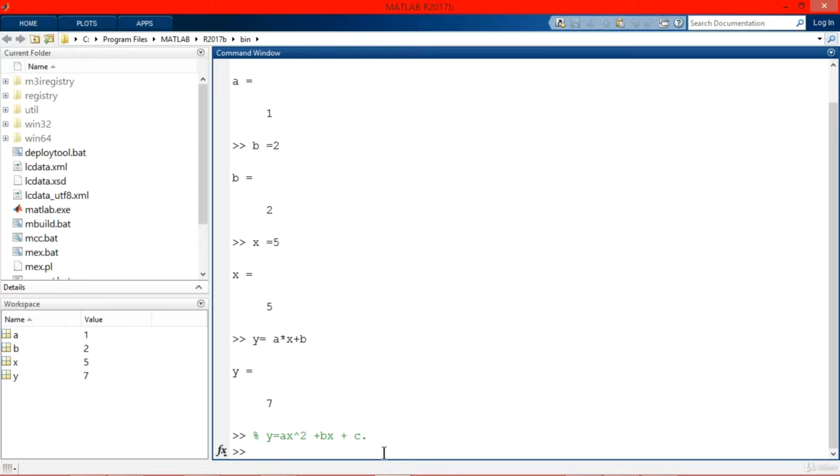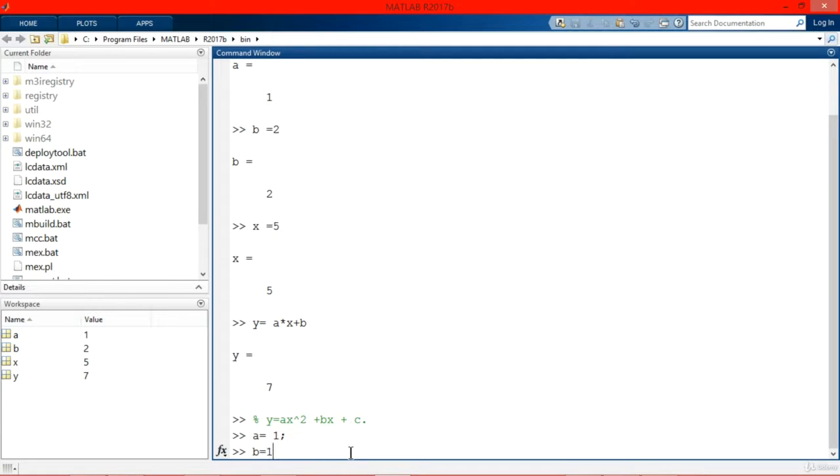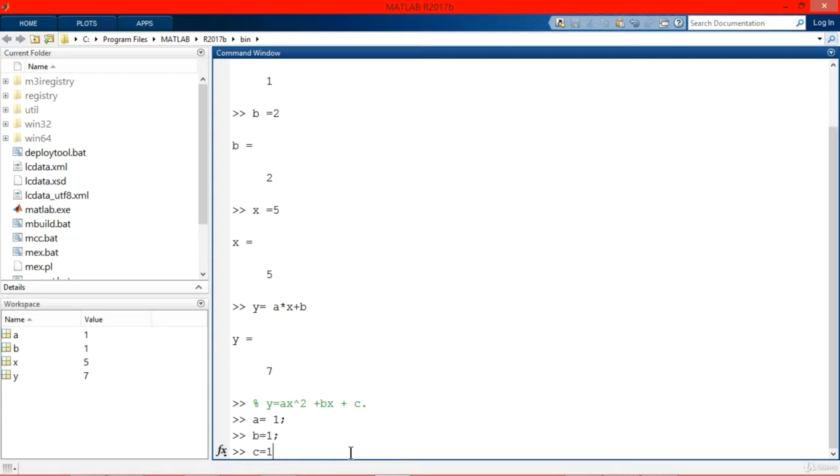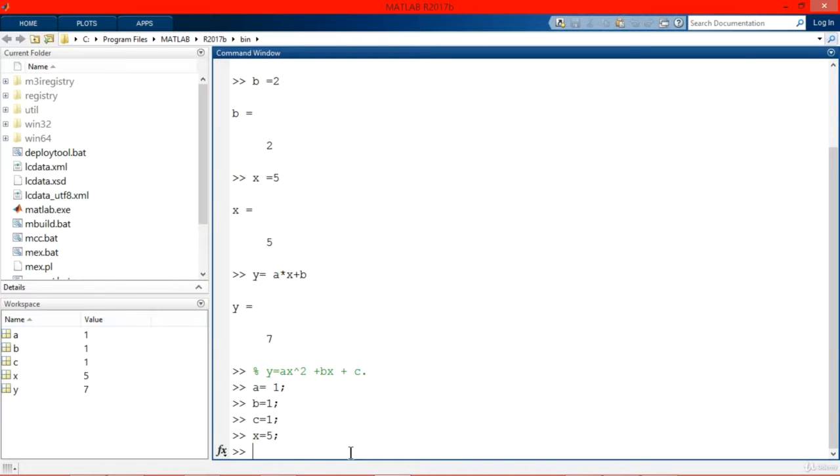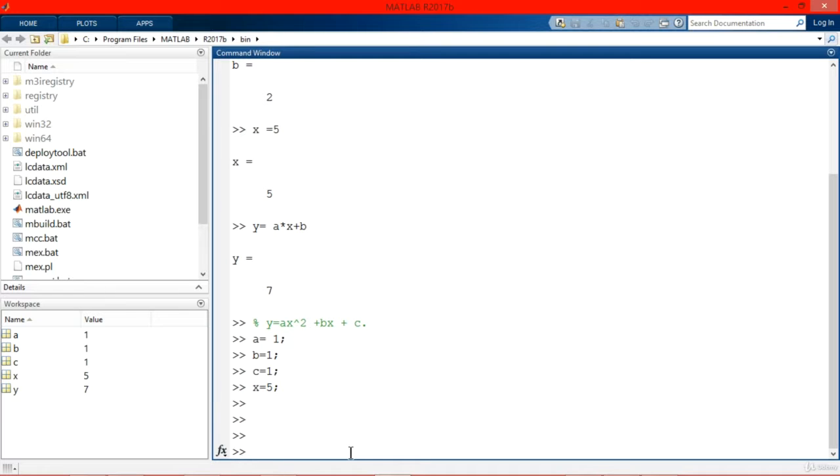We'll follow the same steps as we have done before. We need to initialize the unknown variable and constant. I have a, b, c equals to 1, and x is 5. Next step is to make changes in equations so that MATLAB can understand.